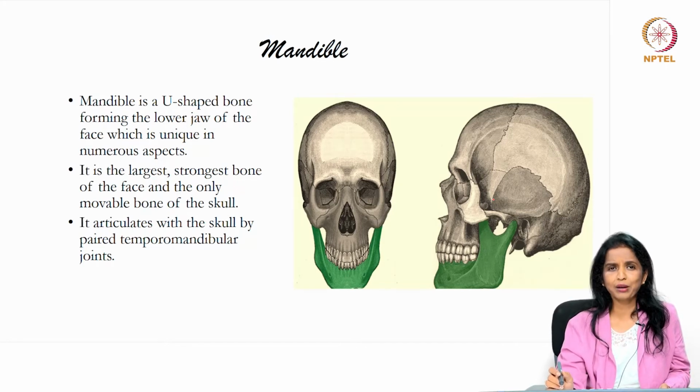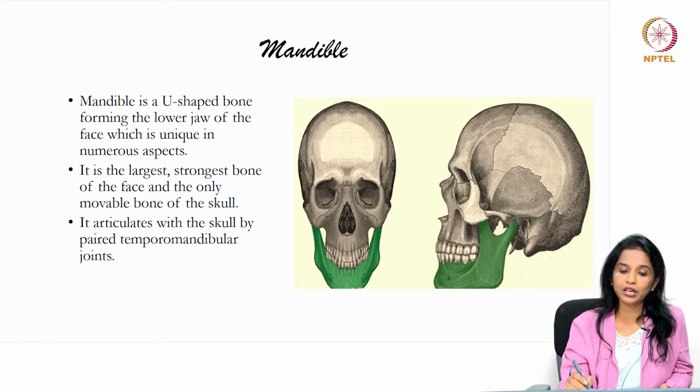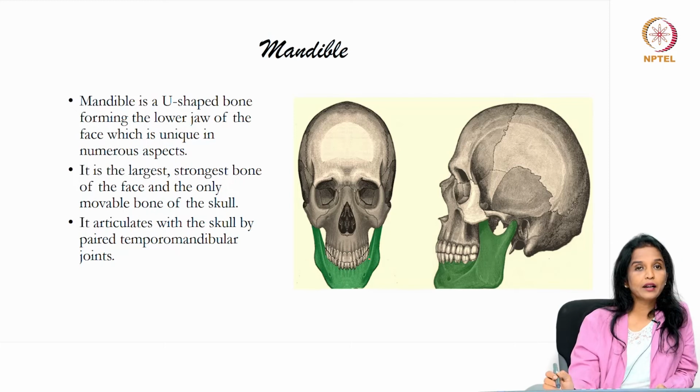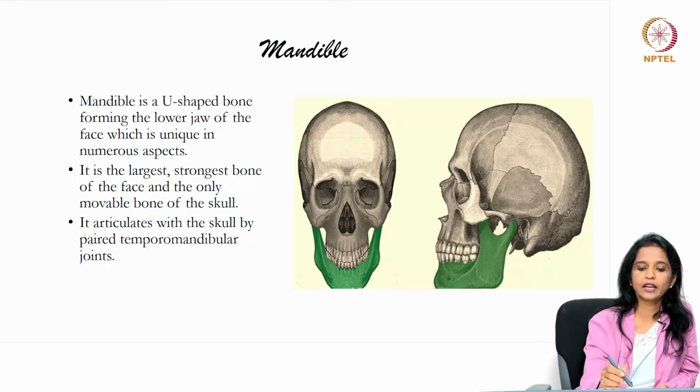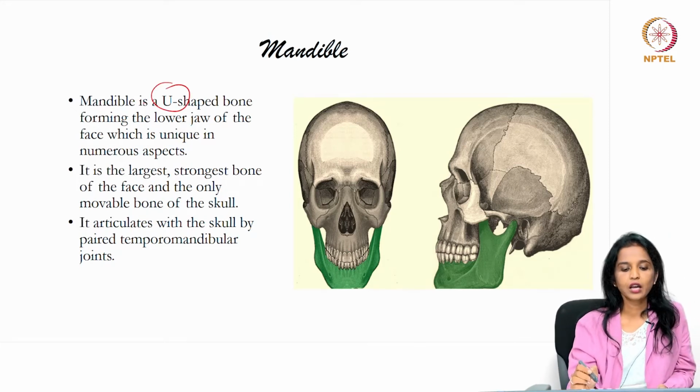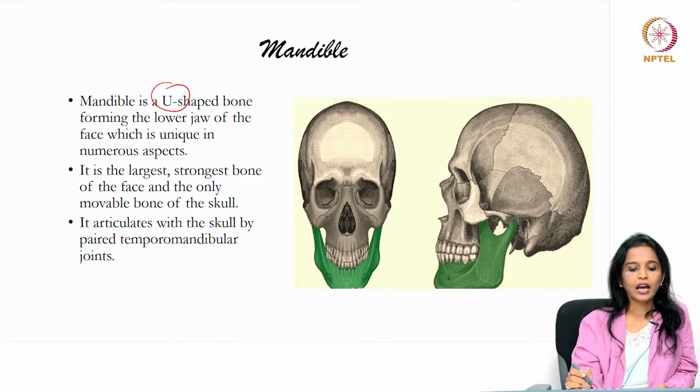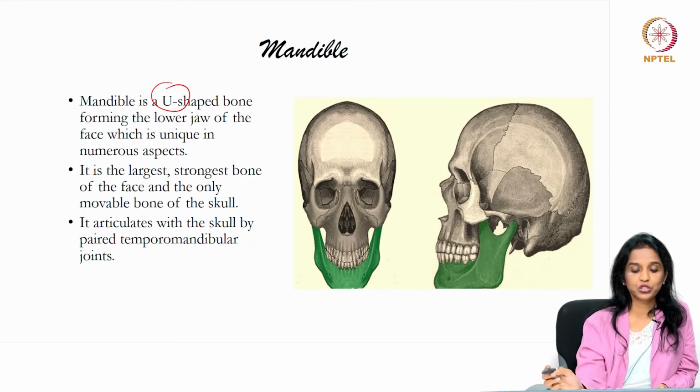The next important facial bone is your mandible. Both these maxilla and mandible are the ones which give the shape of the face and determine the appearance of your face, and they are also important because they carry the masticatory apparatus with them. So mandible is an unpaired bone, and it is U-shaped in structure and forms the lower jaw bone, and it is very unique in many structural aspects.